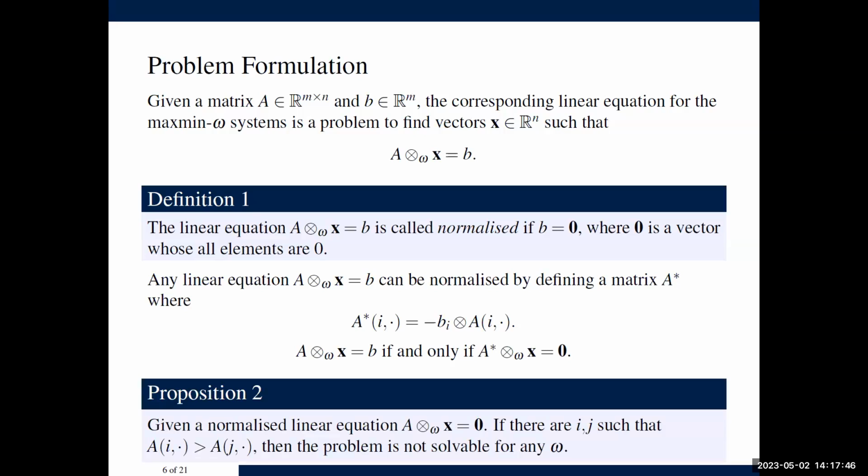And the first result, which is quite straightforward: if we have the normalized linear equation where we have two rows, let's say A_i, the i row and the i column, if one of them is larger than the other, then the problem is obviously not solvable for any omega. Why? Because we have a relation like this.